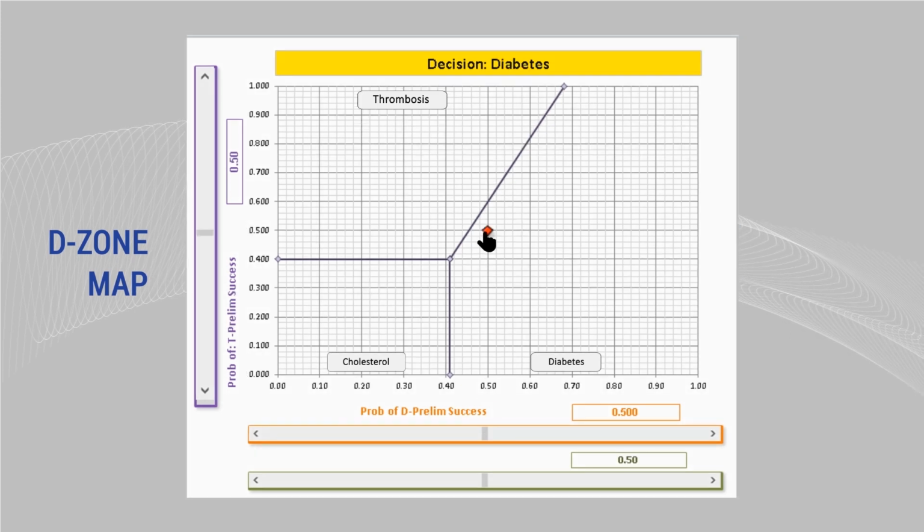What is important to notice is the distance of the pointer from these demarcation lines. It tells you the degree of freedom you have with regard to your assumptions. In this case, when the probability of diabetes success drops below 46%, the decision should be for thrombosis. A zone map such as this gives you tremendous flexibility to understand the sensitivity of your assumptions to the final decision.